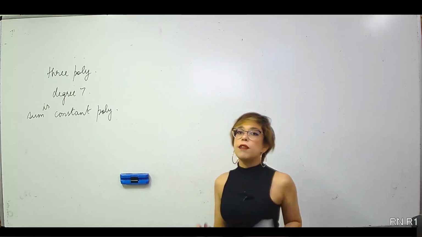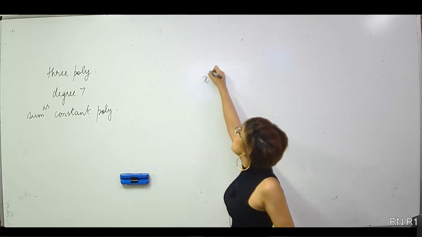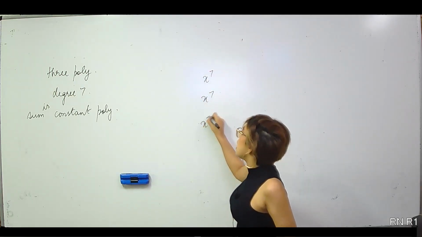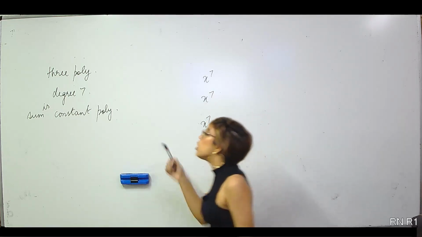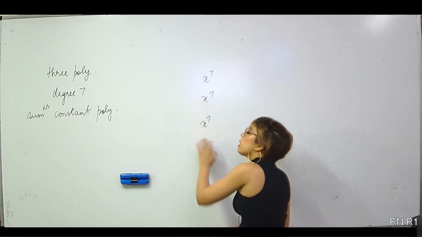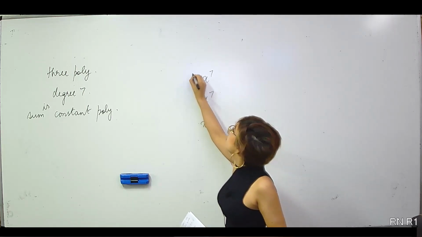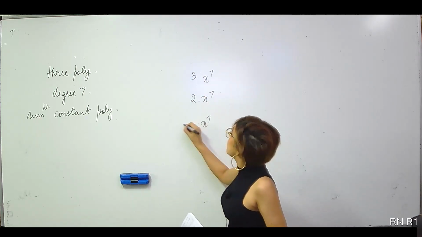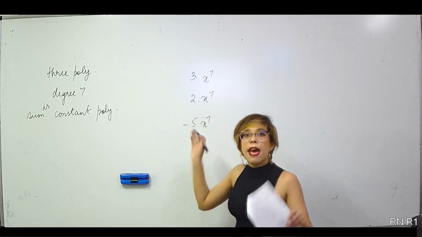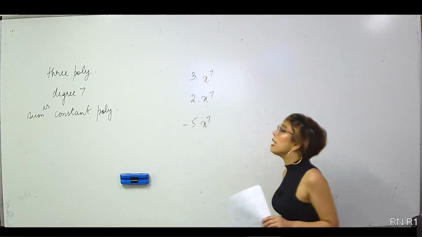Write three polynomials of degree 7. So that means x raised to 7, x raised to 7, x raised to 7 has to be there. Now the sum is a constant polynomial. That means these terms should cancel. So what I can do is put 3 over here, 2 over here, and minus 5 over here. If I add them up, obviously these terms will get cancelled.